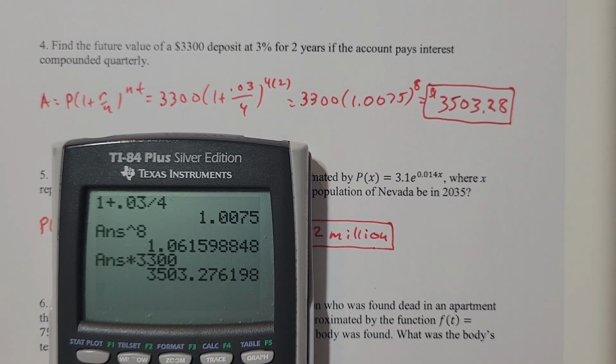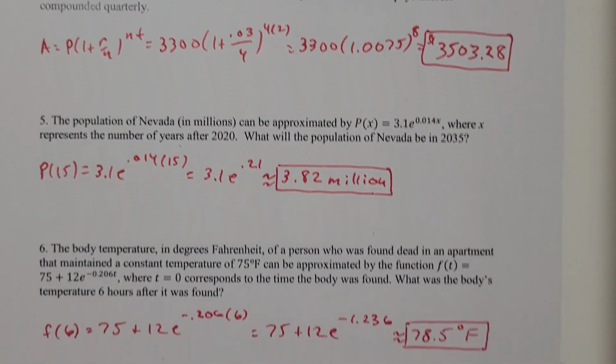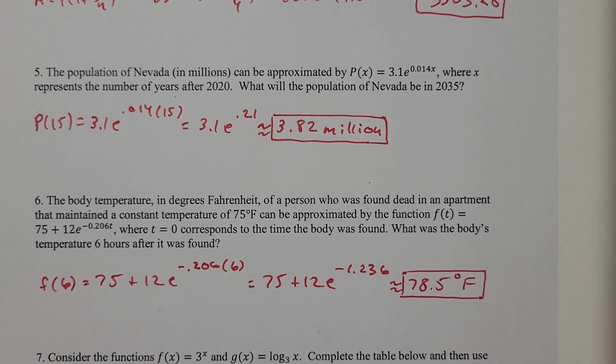Let's take a look at problem 5 next. It says the population of Nevada in millions can be approximated by the function p of x equals 3.1 times e to the power 0.014 times x, where x represents the number of years after 2020. What will the population of Nevada be in 2035?